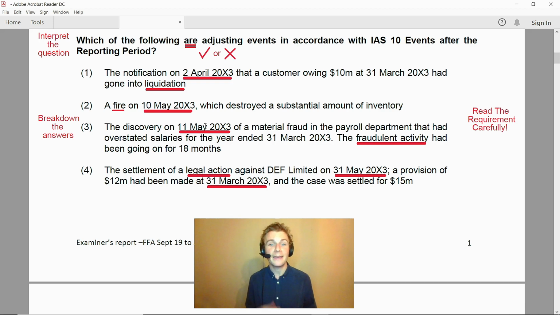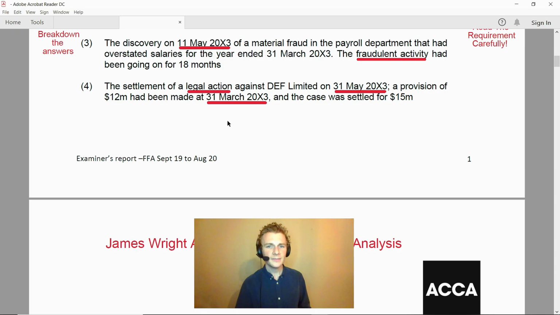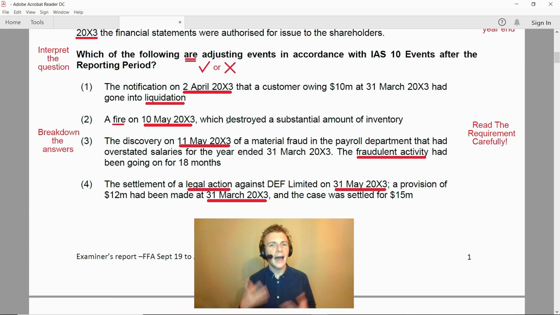Number 3, discovery on the 11th of May 2003 of a material fraud in the payroll department that had overstated salaries for the year ended 31st of March 2003. The fraudulent activity, that was the key element in the question, had been going on for 18 months. Then we've got finally at the bottom the settlement of a legal action, key term on there, against DEF Limited on the 31st of May 2003, so again after the year end. A provision of $12 million had been made on the 31st of March 2003, and the case was settled for $15 million. So you've got to say to yourself, well, which of the following are adjusting events?